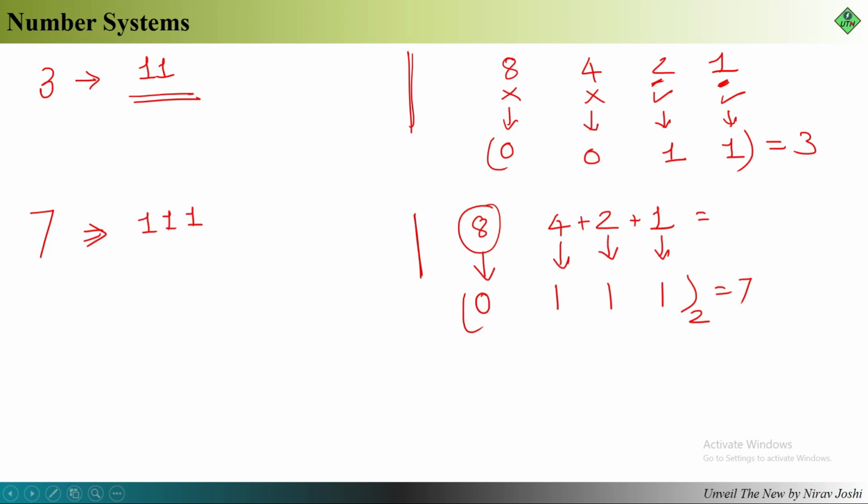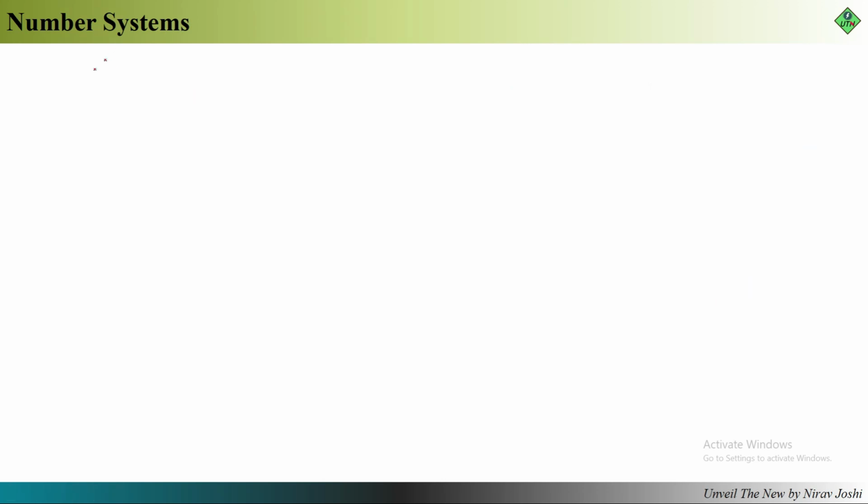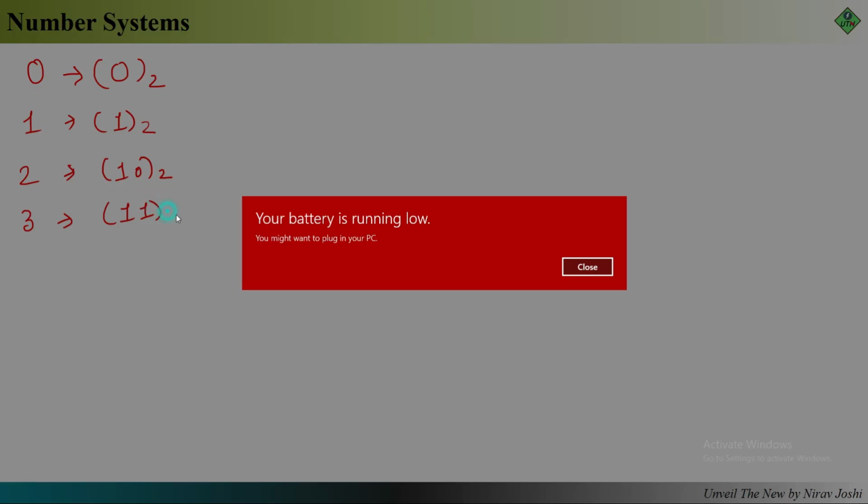Right. So in this video, what we will do is we will make the binary from 0 to 7. Okay. So we know that for 0, the binary is also 0. For 1, the binary is also 1. For 2, we have just seen the binary is 1, 0. For 3 also we have just seen the binary is double 1.